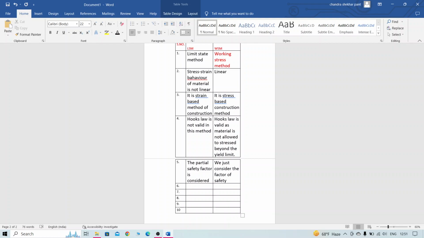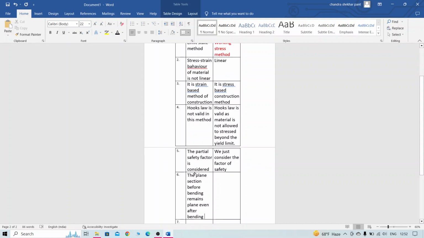In this point we shall discuss one of the assumptions: that the plane section before bending remains plane even after bending. The same thing we can see in WSM also.